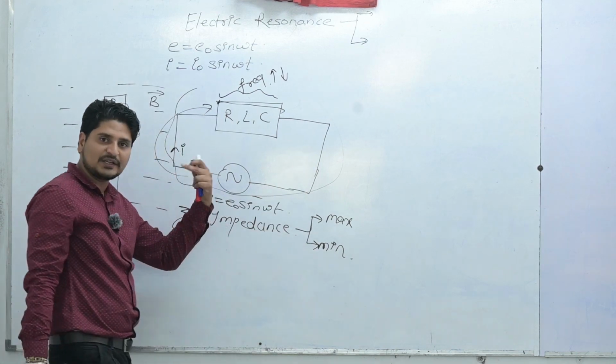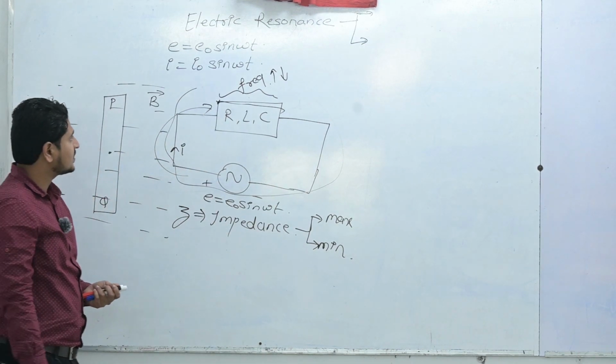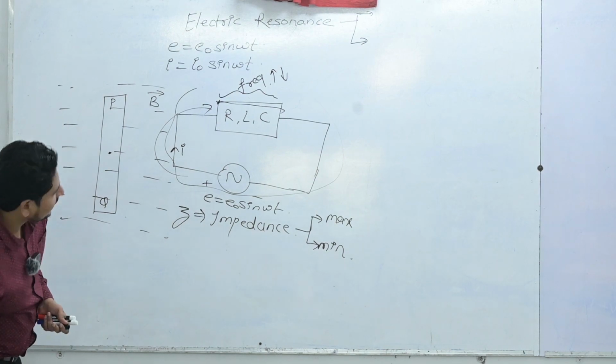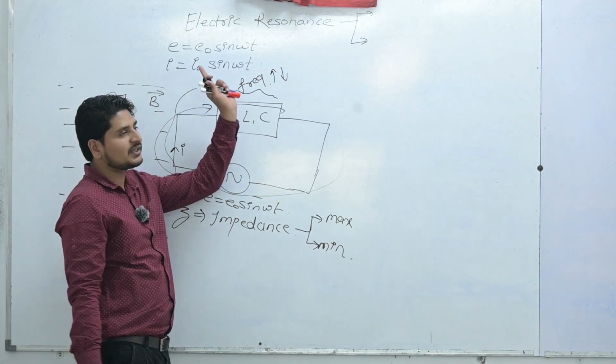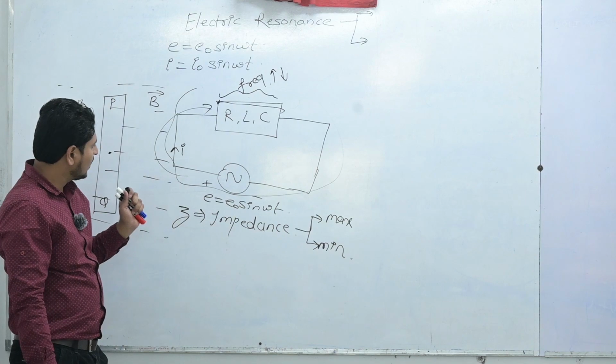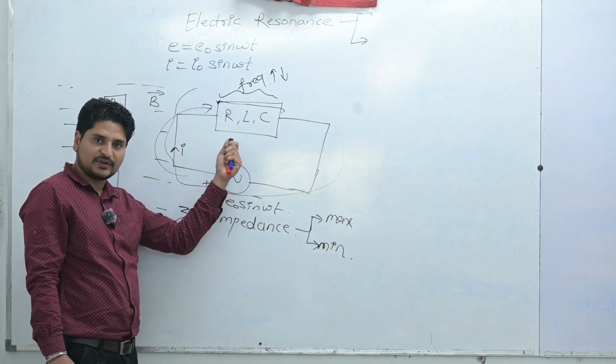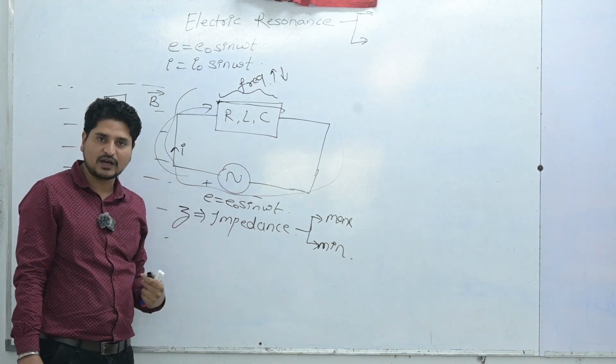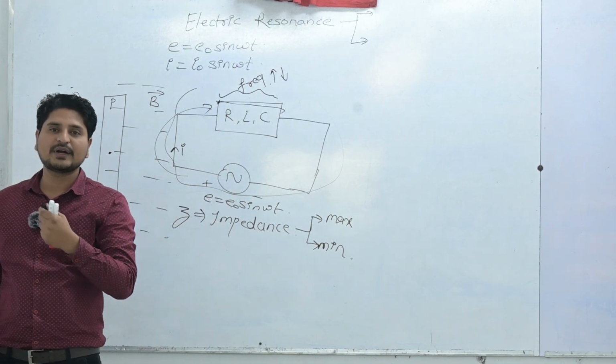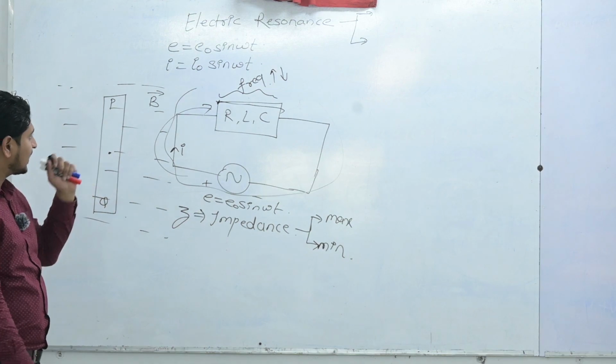If it is minimum, so there is one type of electric resonance. Clear? Again I am repeating, what is electric resonance? When the frequency of an AC circuit gradually changes, the value of impedance becomes maximum or minimum. This is called electric resonance.